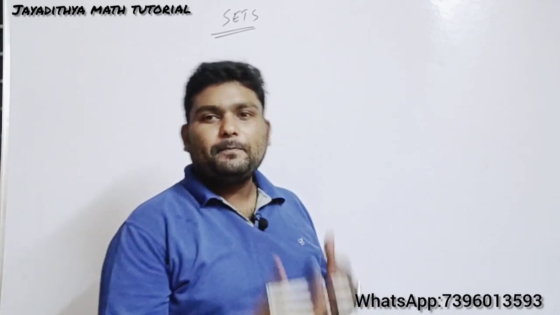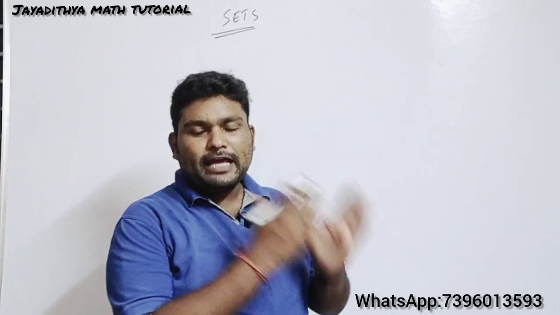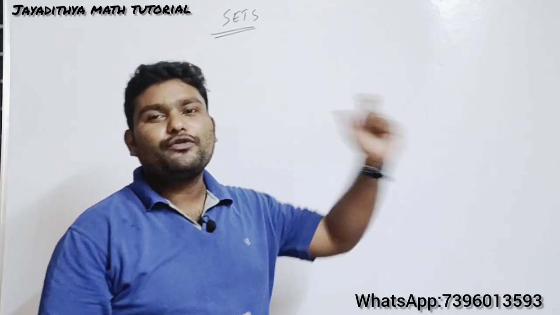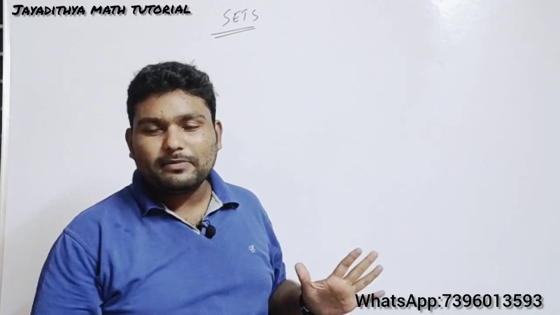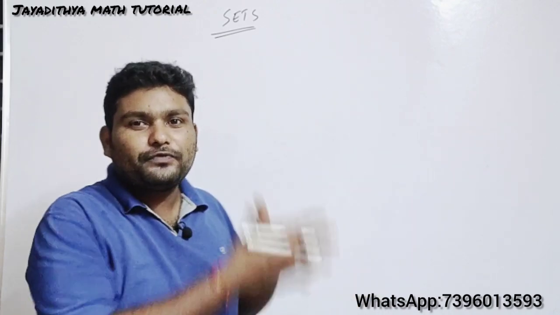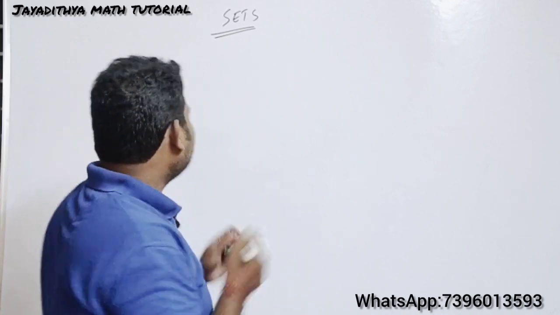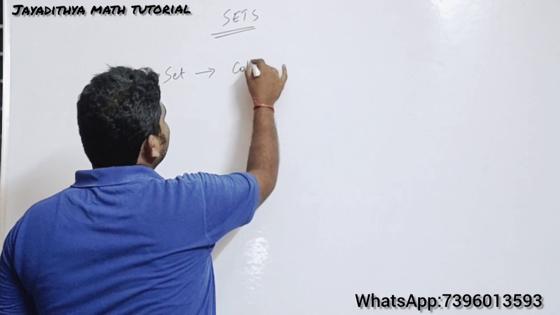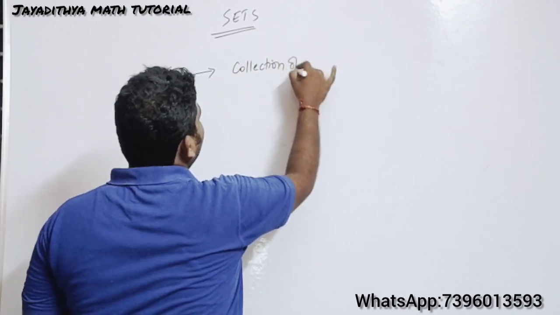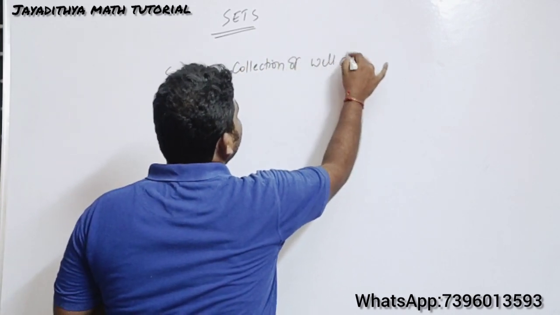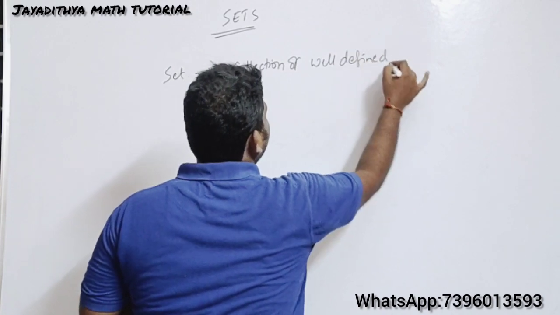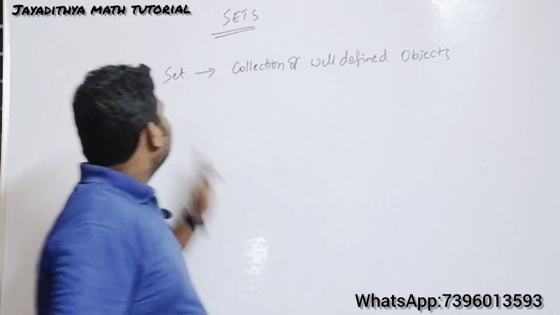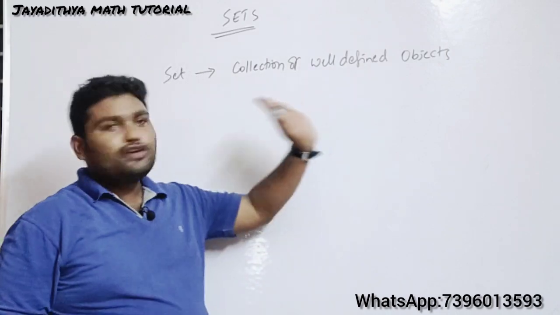Just by looking at the previous notations, we have discussed some collections there, and we are calling them the set of natural numbers, set of rational numbers, set of real numbers, like that. So what you have understood from that is that a set is the collection of well-defined objects. Okay, so what is a set? Set is nothing but a collection of well-defined objects.